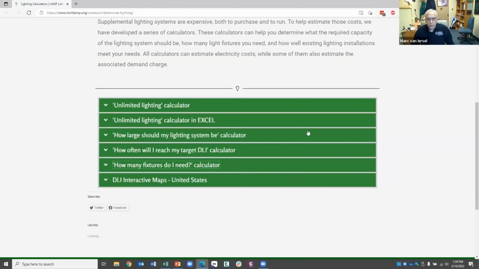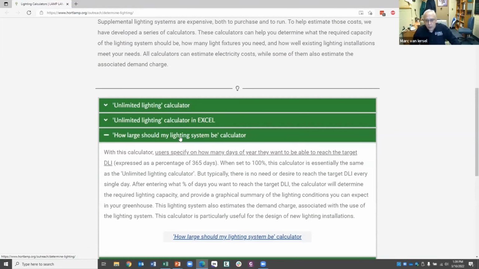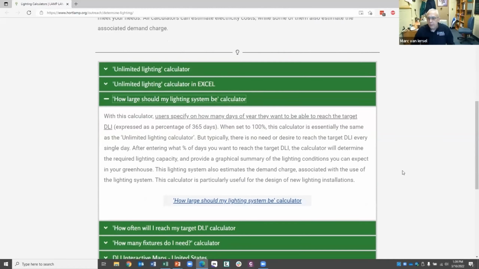But what I would like to look at now is, first of all, the calculator that we developed that is going to estimate how large your lighting system should be so that you can reach the target daily light integral that you want a certain number of days. So we have a link here that takes us to that calculator. So I'm going to go ahead and open that. That takes us to a different website. It will take just a few seconds to load, not a minute.